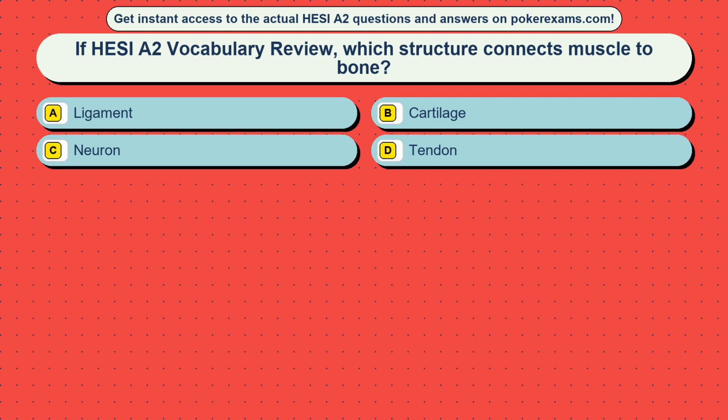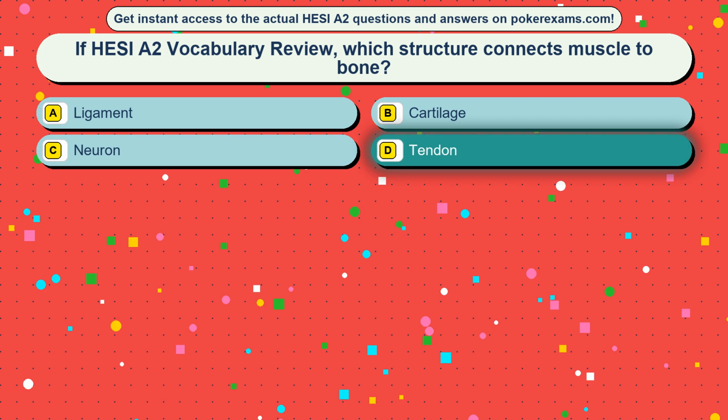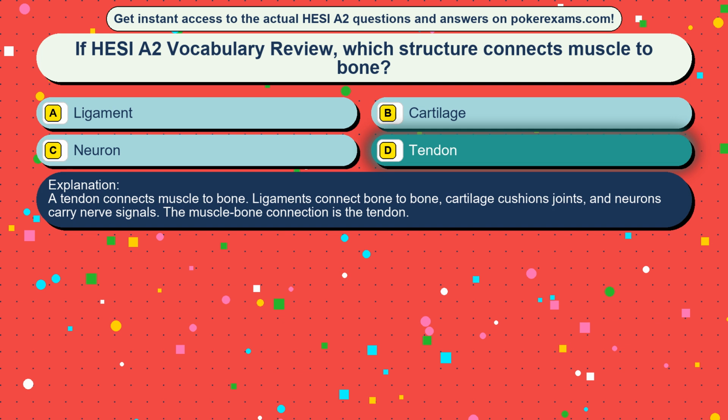Question 50. If HESI A2 vocabulary review, which structure connects muscle to bone? Option A, ligament. Option B, cartilage. Option C, neuron. Option D, tendon. The correct answer is option D, tendon. A tendon connects muscle to bone. Ligaments connect bone to bone, cartilage cushions joints, and neurons carry nerve signals. The muscle-bone connection is the tendon.